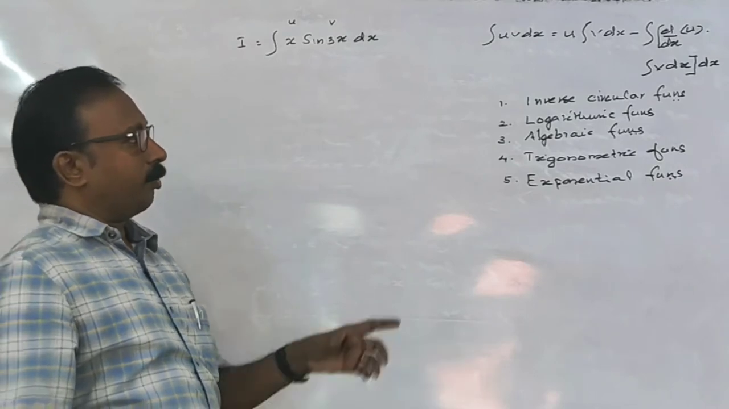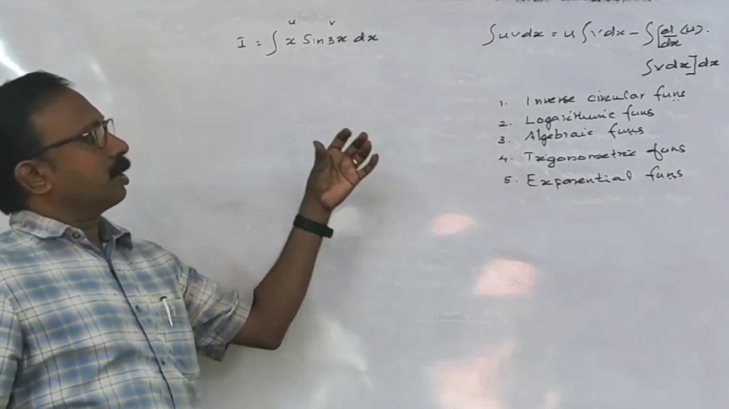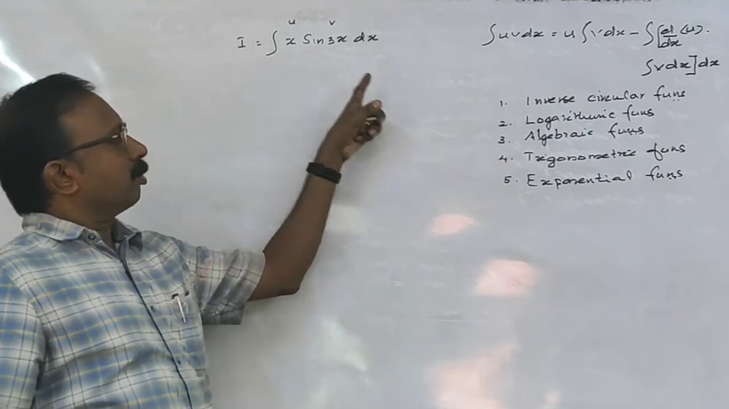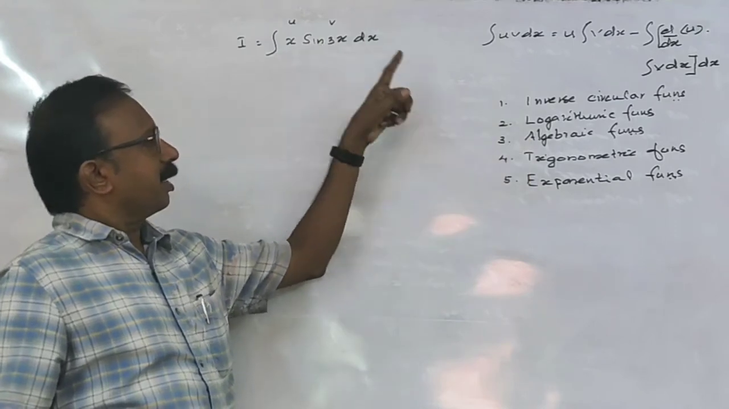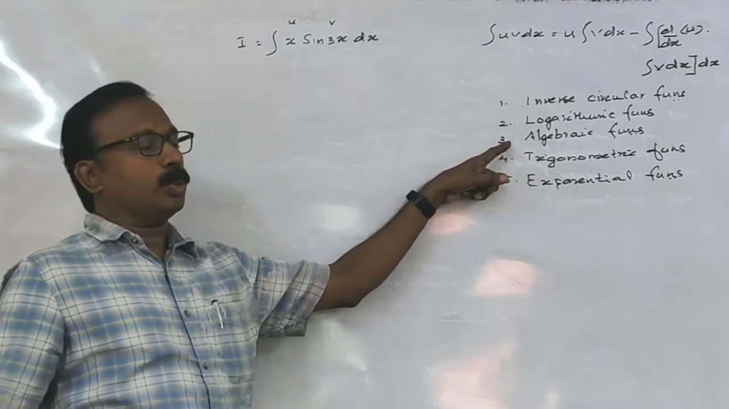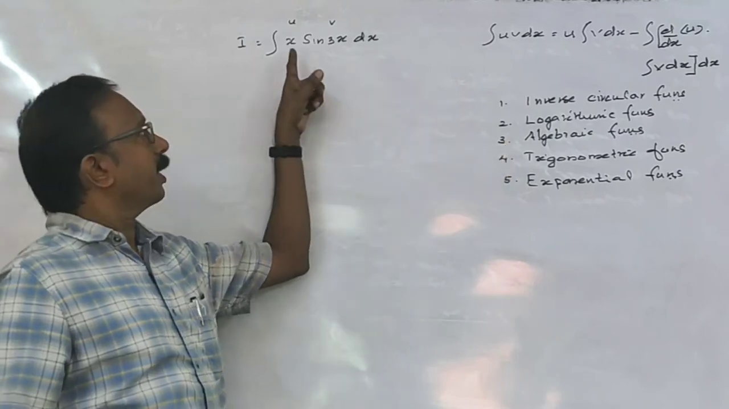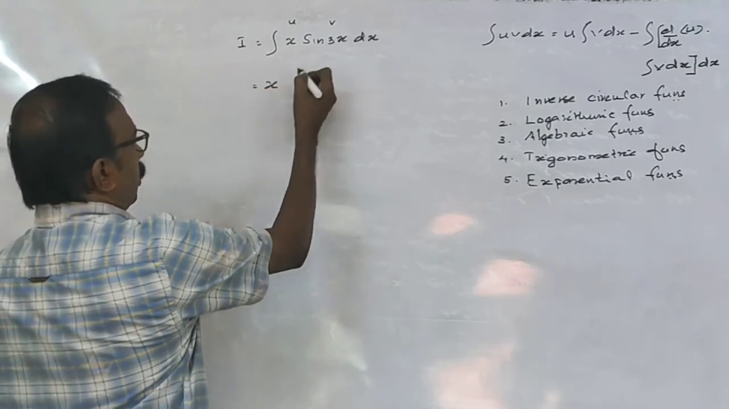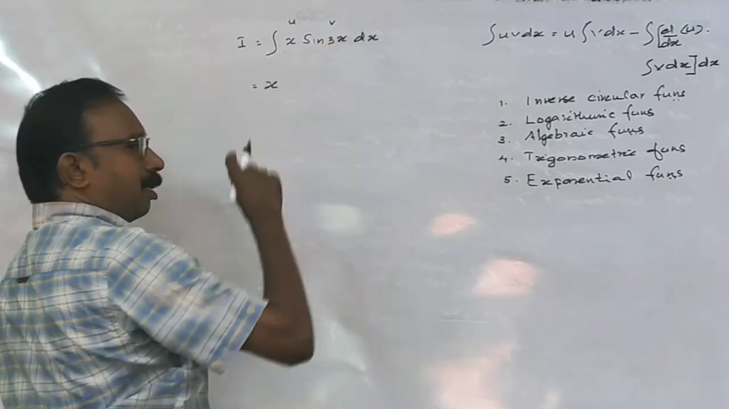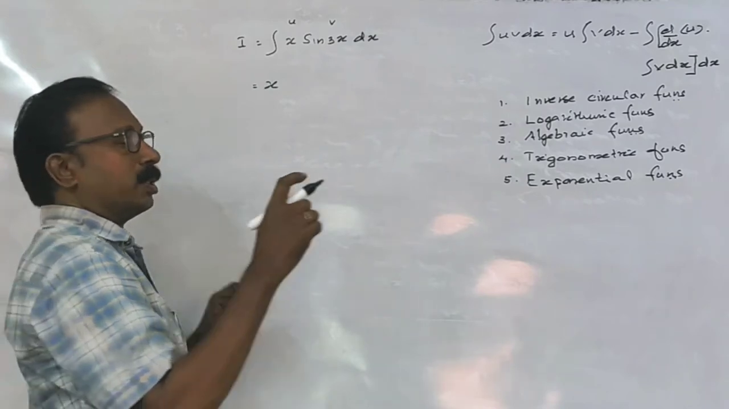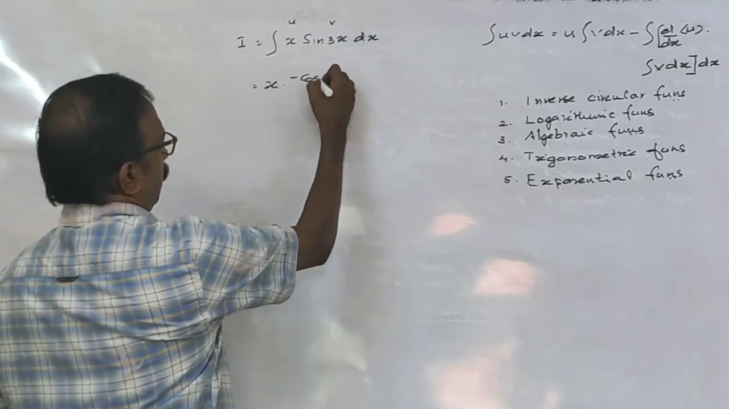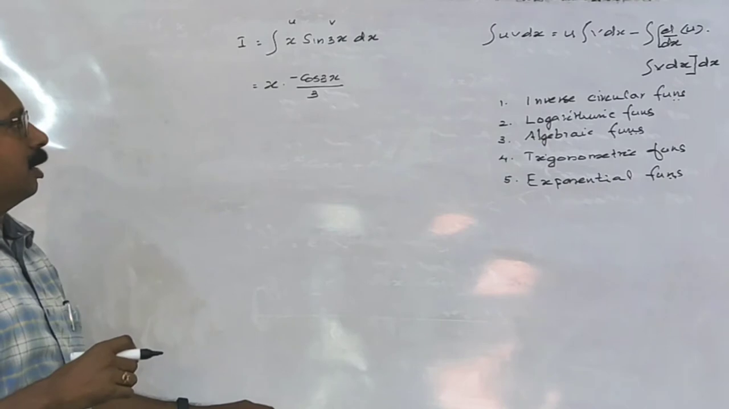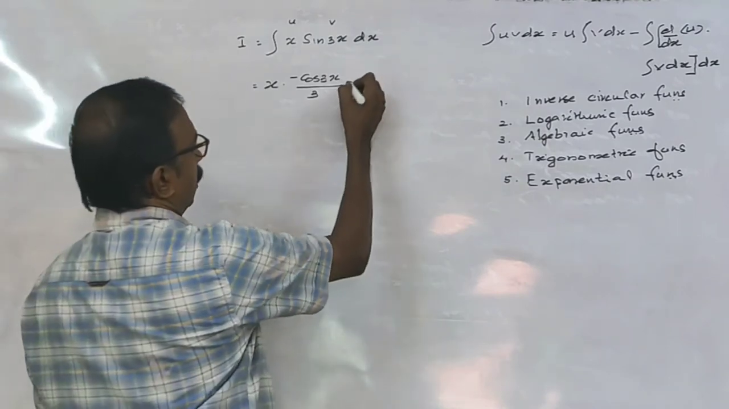Generally, if we get a function, we can find the first function using this hint. Here, x is an algebraic function. Sin 3x is a trigonometric function. So, precedence goes to the algebraic function. So, x is the first function, isn't it? Now, first function u, integral of the second is the integral of sin 3x, which is minus cos 3x. But it is a function of a function, so divided by the derivative of 3x, that is 3.